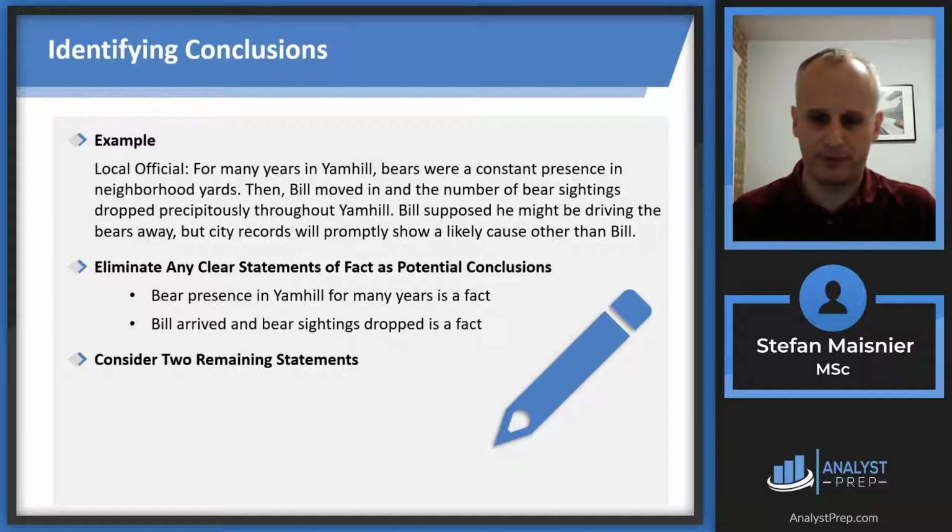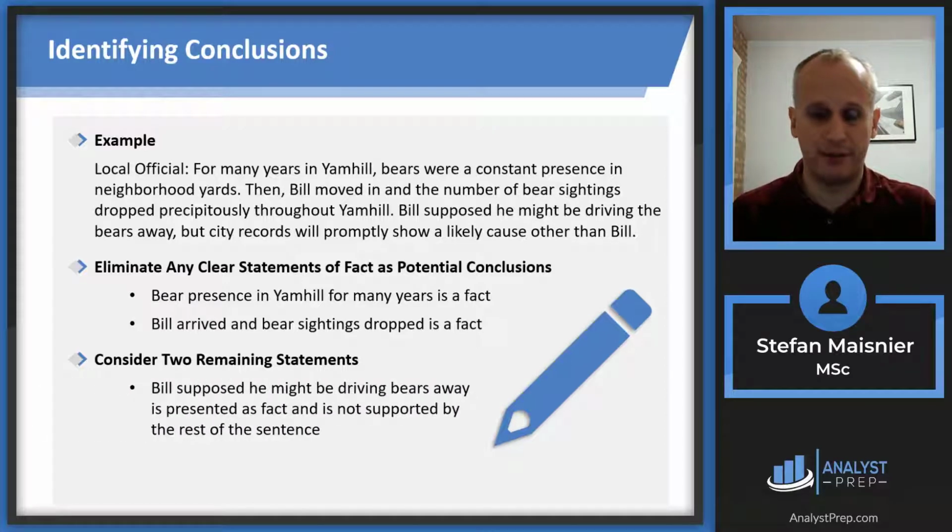other than Bill. So first we consider the Bill supposed part. So Bill supposed he might be driving bears away. That's just presented as a fact by the local official. It's not the local official supposing Bill was driving the bears away. It's just stating what Bill thought. And it's not supported by the rest of the sentence. So we can pretty much quickly eliminate that as our possible conclusion.